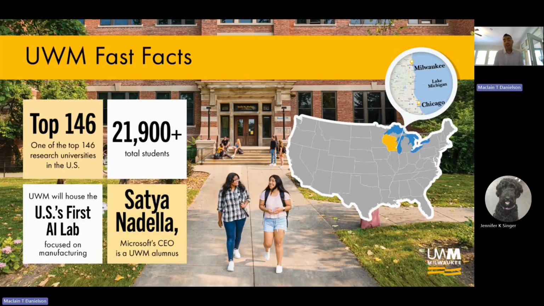Before we conclude here today, I would also like to include some UWM fast facts for you. UW-Milwaukee, we are located in the city of Milwaukee, which is in Wisconsin. We are on Lake Michigan and about an hour north of Chicago. We are one of the top 146 research universities in the United States. We have around 21,900 total students and thousands more alumni across the country and world. One of them being the CEO of Microsoft, Satya Nadella, who was a graduate student here at UWM, to give you an idea of what alumni have gone on to do.